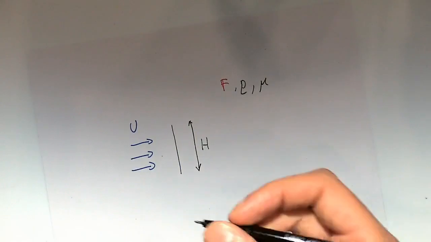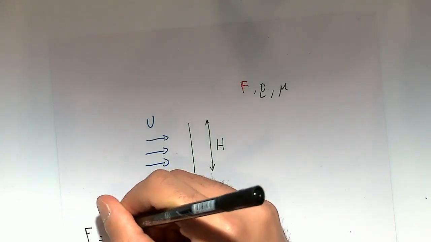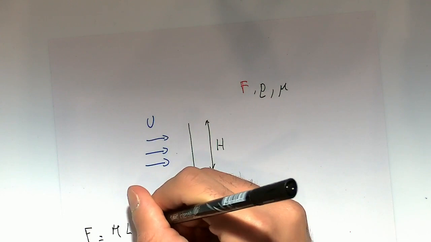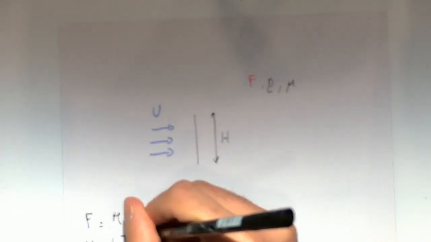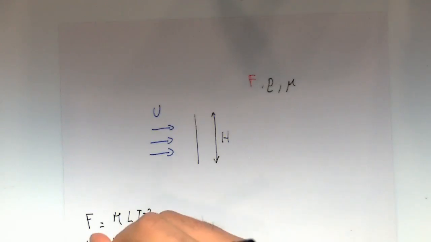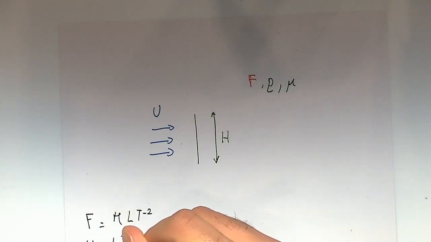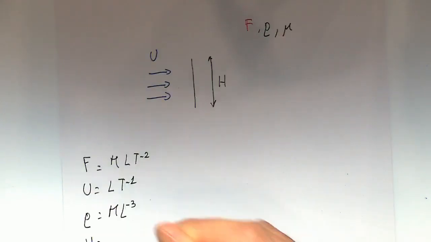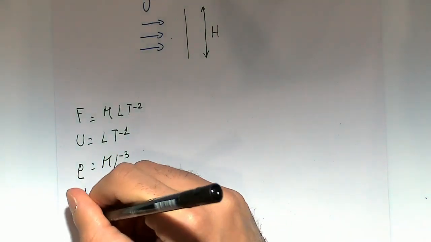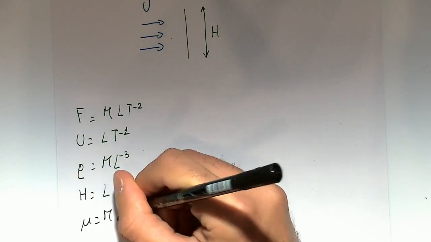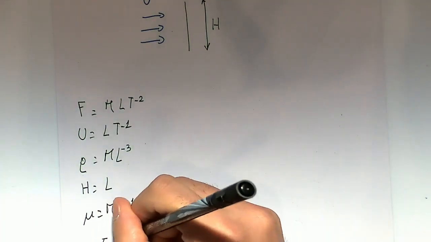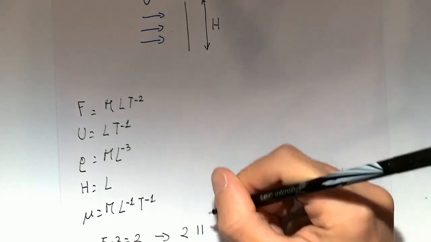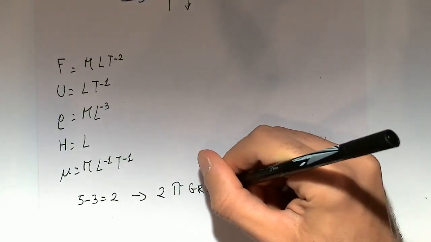So, force: mass, length, time to the power minus 2. Velocity: length, time to the power minus 1. Density: mass, length to the power minus 3. Height: length. Dynamic viscosity: mass, length to the power minus 1, time to the power minus 1. 3 dimensions. 5 minus 3 equals 2, so 2 pi groups.